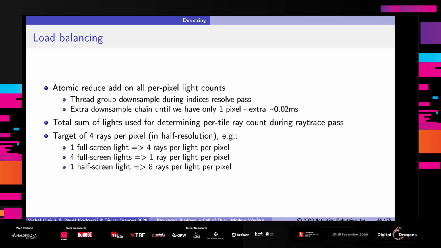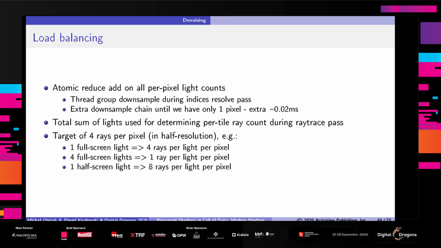Since we already have access to the number of lights per pixel, we can trivially extend this pass to do load balancing. For each thread group in the original pass, we downsample the total light count, so that we have a total light count per tile. Then we add an extra downsampling chain until we reduce this value to only 1 pixel. This 1 pixel value contains a sum of total lights for the entire screen. By using this value, we can make a decision of how many rays per pixel we want to cast.